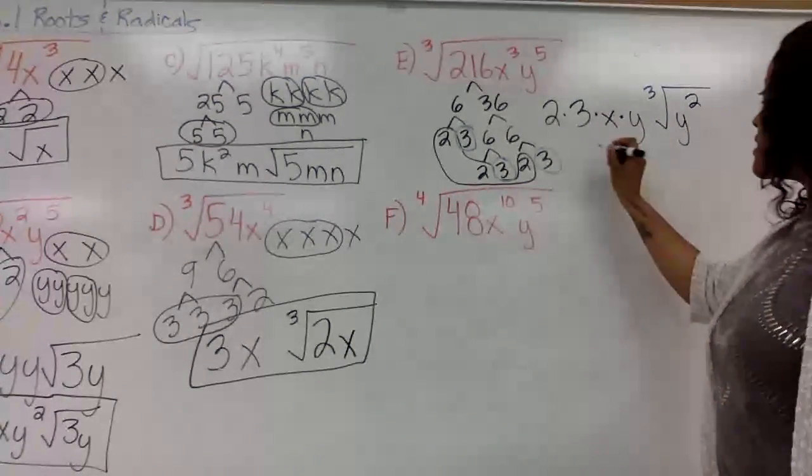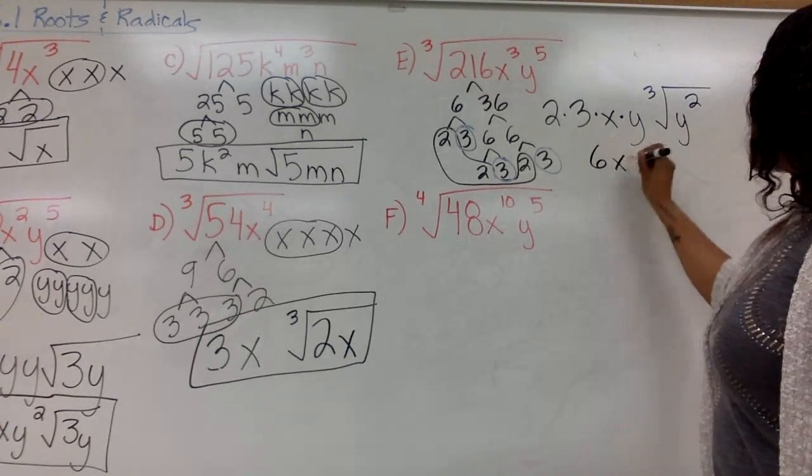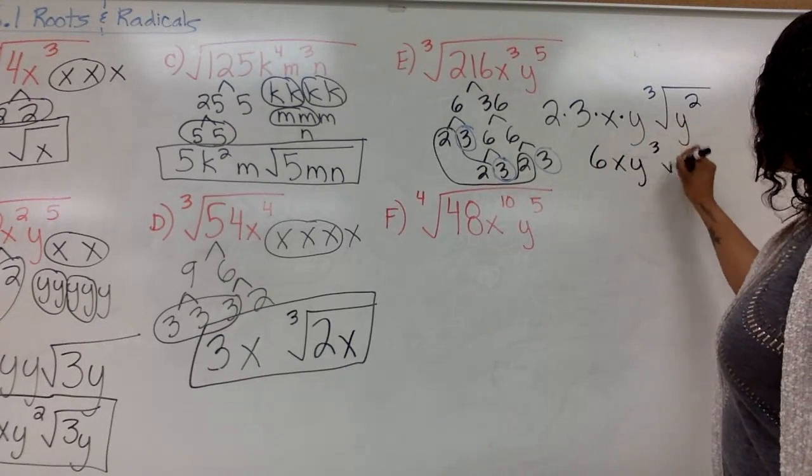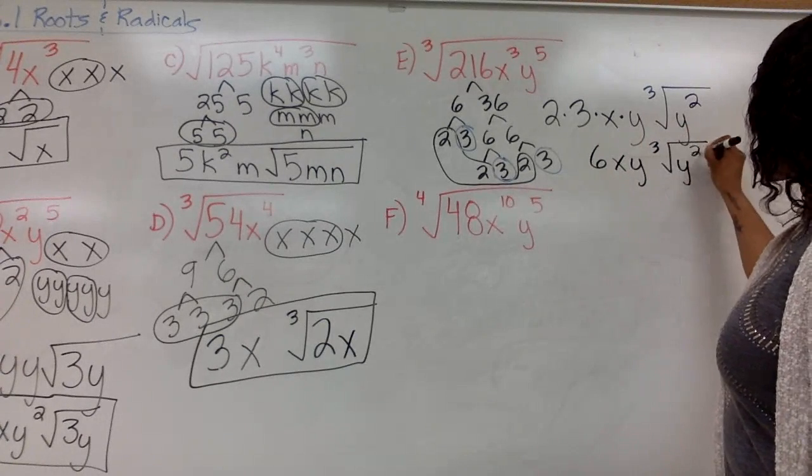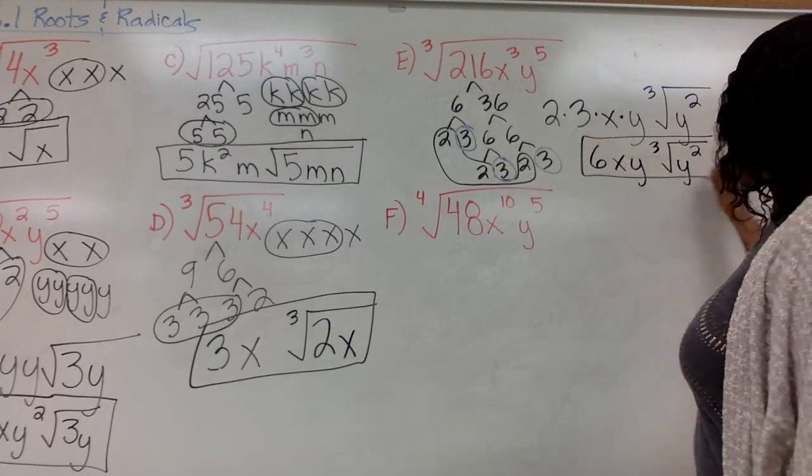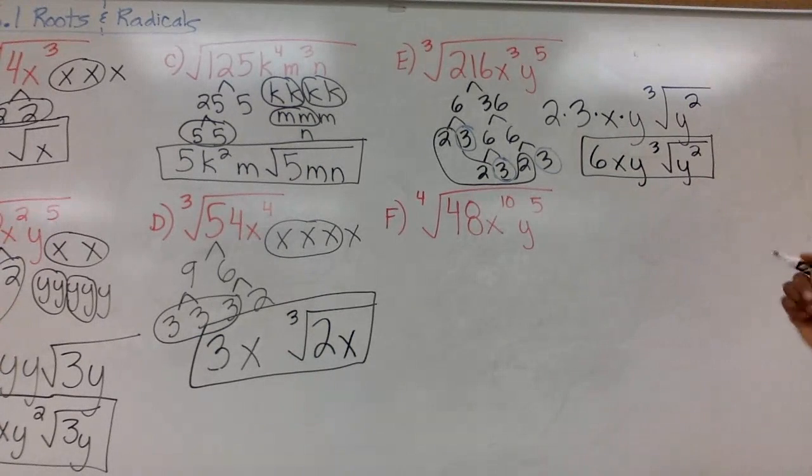So my final answer is 6xy times the cube root of y squared. That is our final answer. 6xy times the cube root of y squared.